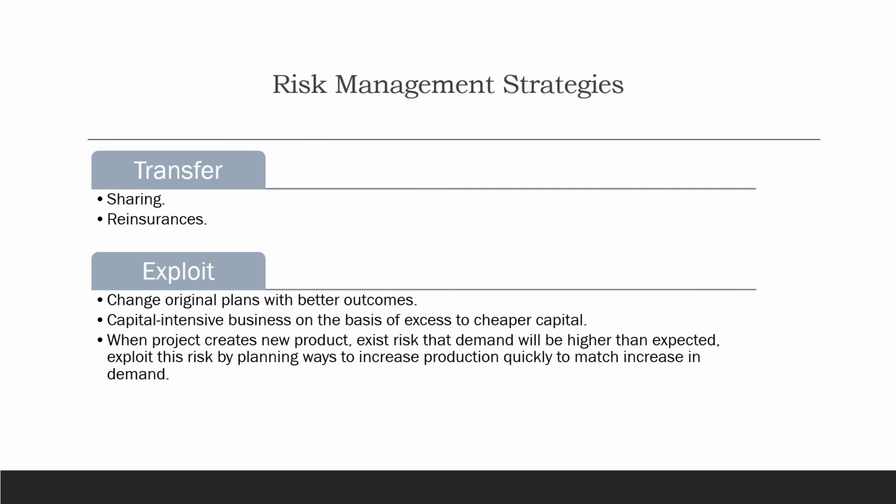Last strategy is exploit. This strategy can be done by changing original plans for better outcomes. For example, a capital-intensive business on the basis of access to cheaper capital. Another example is when a project creates a new product, there is a risk that demand will be higher than expected. To exploit this risk, the project team could plan ways to increase production and delivery quickly to match an increase in demand.